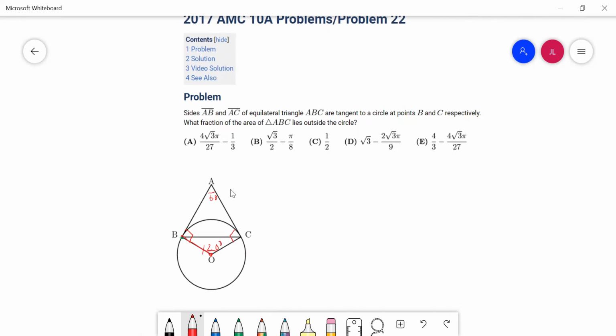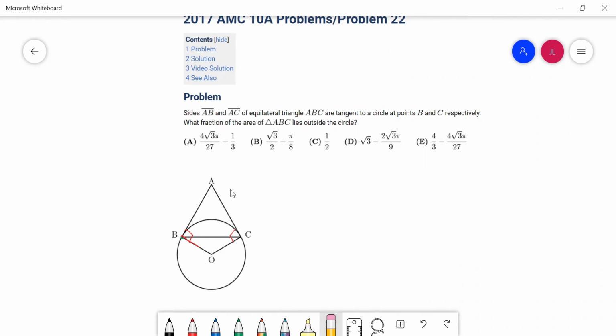Why? You can see this is a quadrilateral. The sum of all angles is 360. We have two right angles, that's 180. The remaining 60 and this angle must add together to 180, right? This is 60, this is 120. So this is a very important property of this picture.